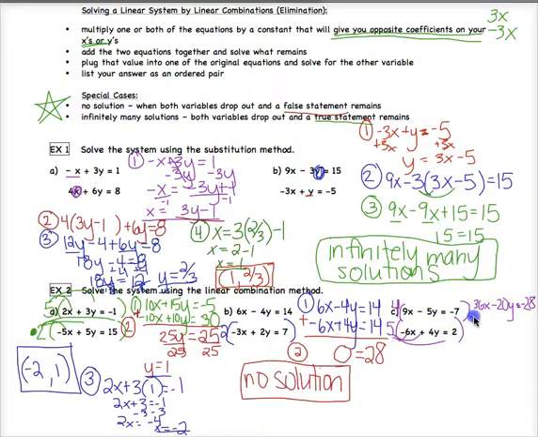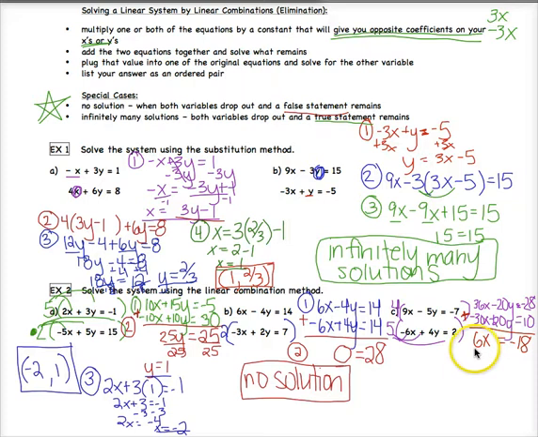5 times negative 6x is negative 30x. 5 times 4y is 20y. 5 times 2 is 10. So now I have my opposites right here, negative 20 and positive 20. So that's the end of step 1. Step 2 now is to add them straight down. So 36x plus negative 30x is 6x. My y's are opposites, so they drop out. My plain numbers, negative 28 plus 10 is negative 18.